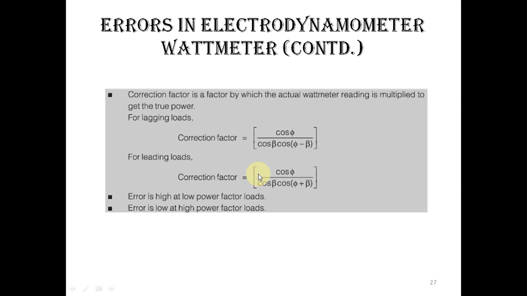So on the whole, for low power factor loads, error is high with respect to high power factor loads where the error is low. You may get confused, but do one thing: take some fixed values, see what is variable here and what is constant here, and vary your power factor angle phi. Beta is a constant. So you change your power factor and you will get to verify these two statements.